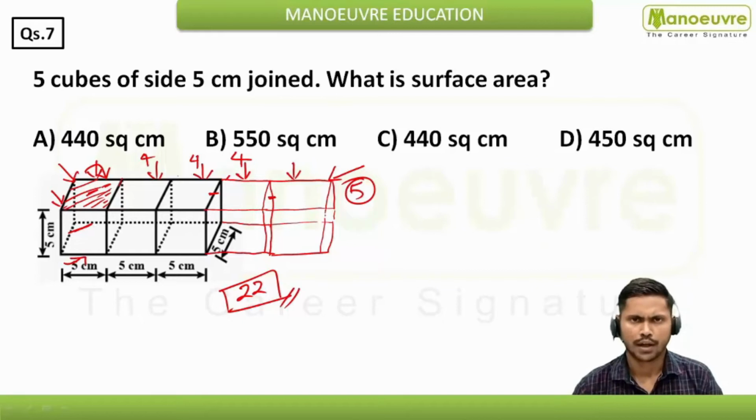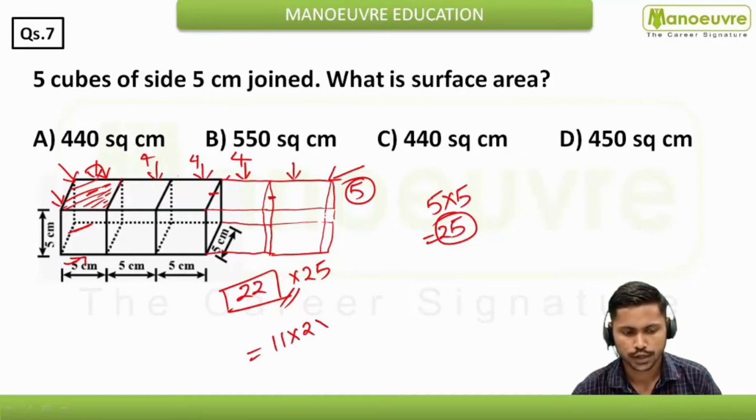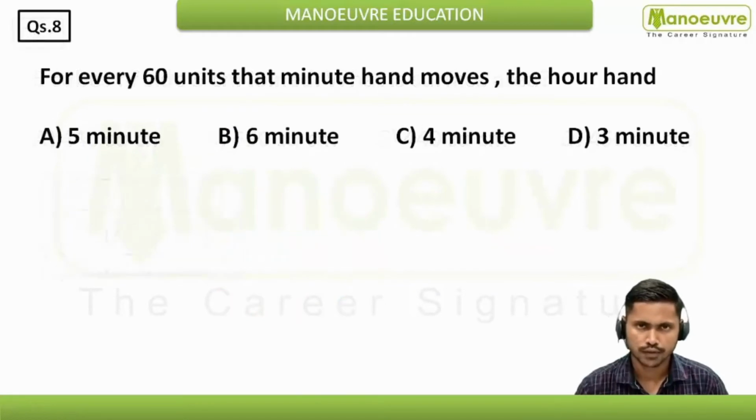Now you have to find the area of one surface and multiply that by this 22. Here 5 into 5, that is L square, so you will get 25. You have to multiply that 25 with this 22. You can do one more thing: write this as 11 into 2 into 25. Now you can easily multiply 25 by 2 to get 50, and 50 into 11 gives you 550. That will be your answer, which is the second option. Hope you're understanding. Let's move ahead.